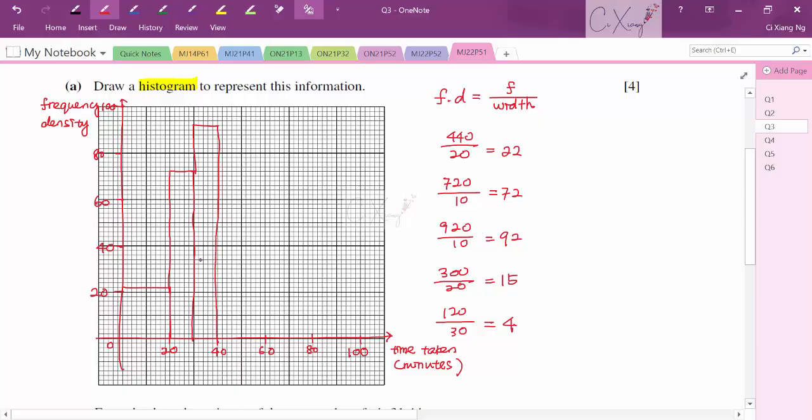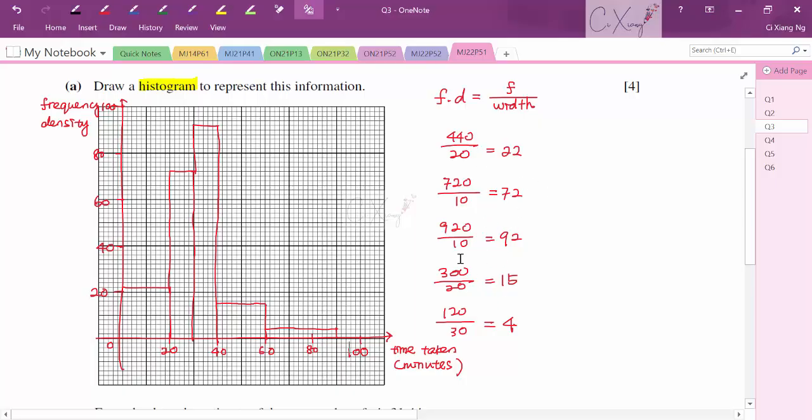Then the fourth bar is 15, where the width is 20 units. So my 15 will be somewhere here, and the width is 20 units. And lastly, 30 units for the width, and the frequency density is 4. So this is how my histogram looks. You can see that we're having an unequal width histogram where the calculation for frequency density is needed.